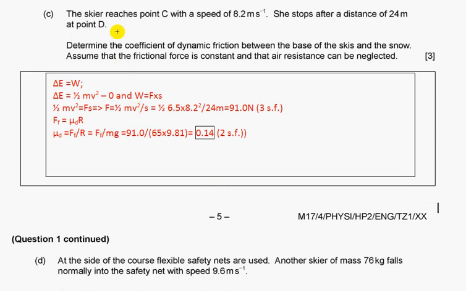The skier reaches point C with a speed of 8.2. She stops after a distance of 24 meters at a point D. Determine the coefficient of dynamic friction between the base of the skis and the snow. Assume that the frictional force is constant and the air resistance can be neglected. So the energy change equals the work done. All the energy is kinetic energy, and work done is force times distance. So we can find the force. The force appears to be, with 3 significant figures, 91. Then we use the formula for dynamic friction, and the coefficient of friction is force over reaction. Reaction is mg. So we find the answer with 2 significant figures because the mass is with 2 significant figures, so minimum.